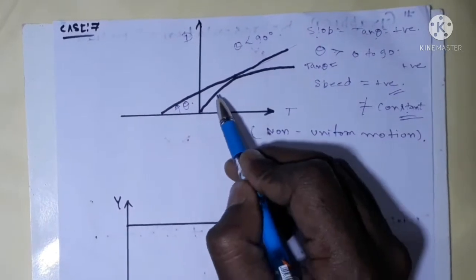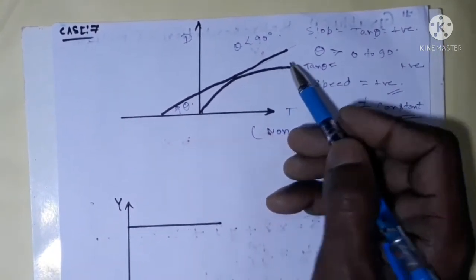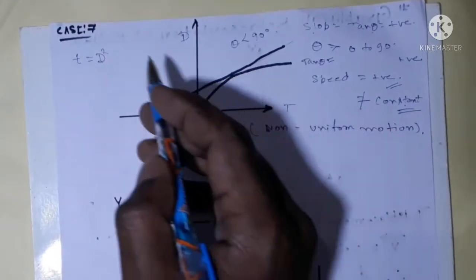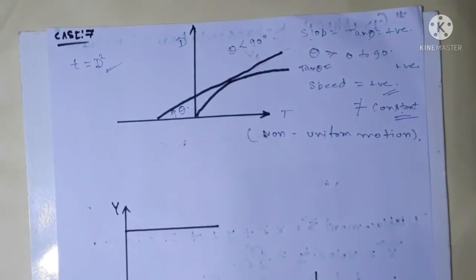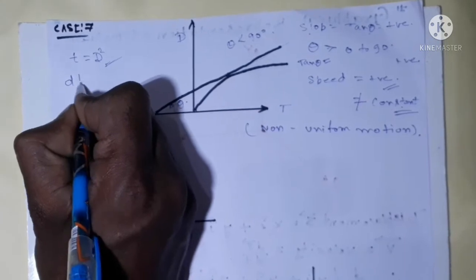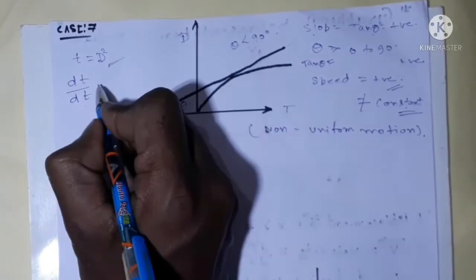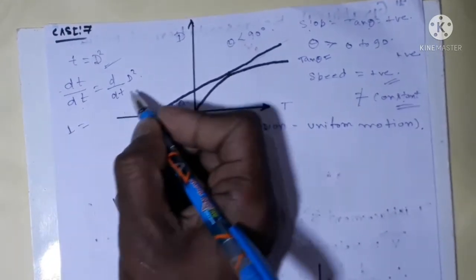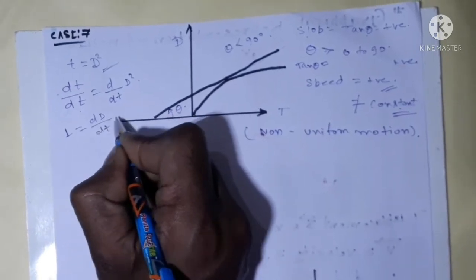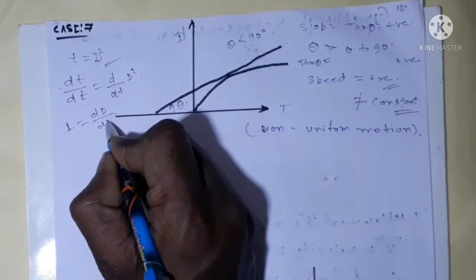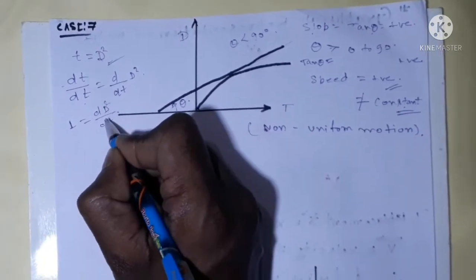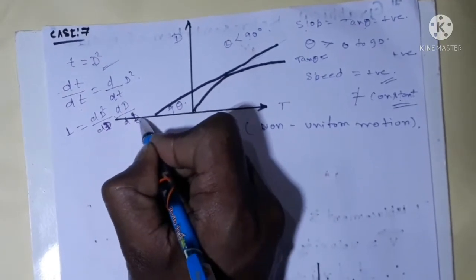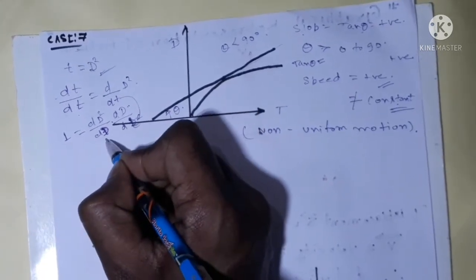Suppose the equation of this type of graph can be written like this: t is equal to d squared. Now differentiate with respect to time, dt by dt. We differentiate with respect to t: d by dt of d squared. This will cancel and leave 1, and this becomes d by dt of d squared. We can write it like this, d by dt of d squared, multiplying and dividing by d.